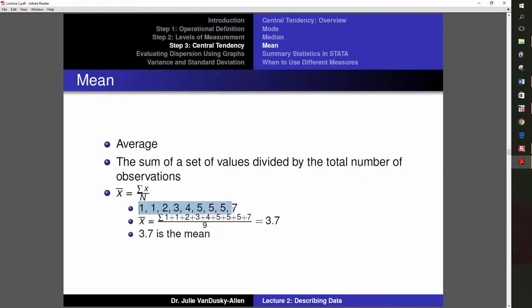Applying this to an example, imagine we had a variable that took on the values of 1, 1, 2, 3, 4, 5, 5, 5, 7. We have 9 observations. 1 plus 1 plus 2 plus 3 plus 4 plus 5 plus 5 plus 5 plus 7 divided by 9 equals 3.7. 3.7 is our mean. Calculating the mean, median, and mode can be cumbersome. There is an easier way to do it in Stata.